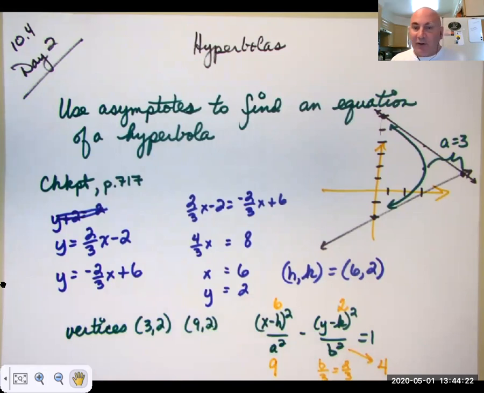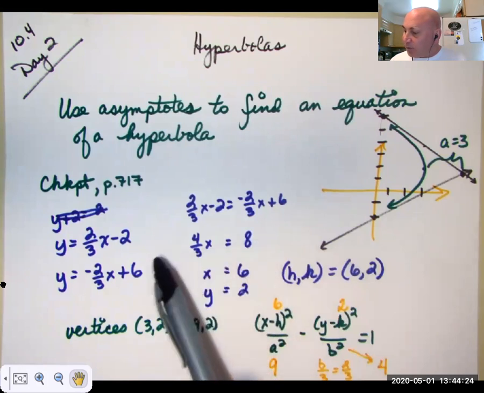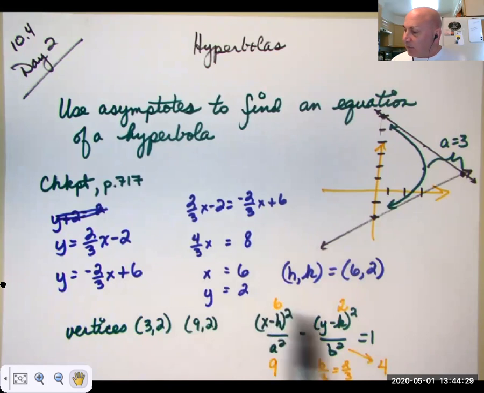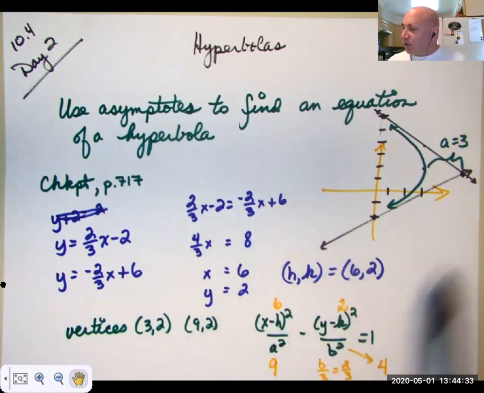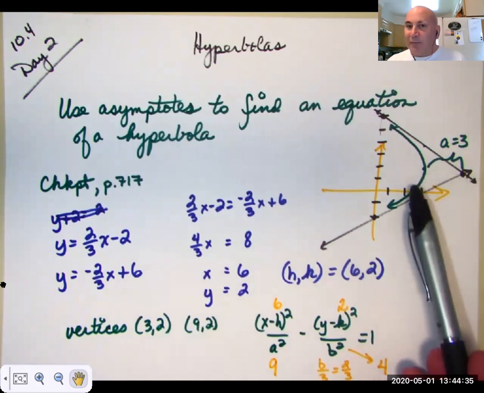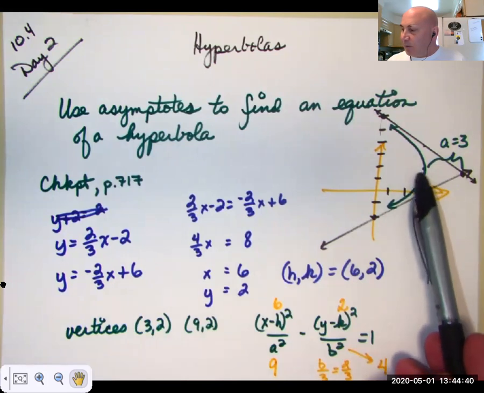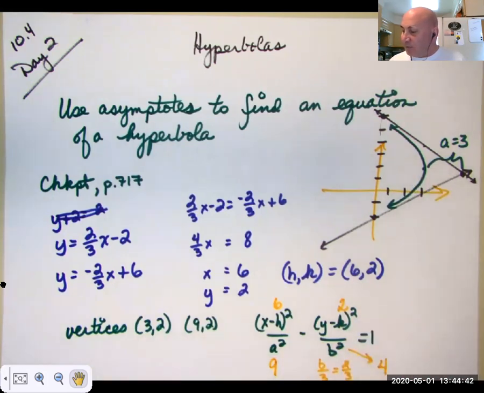So the key points here were to first find the center, find where the two asymptotes intersected, and then using our vertices, determining does the hyperbola open left, right, or up, down. In this case, we were able to see that it opened left, right. So we know what the equation is. And then using the a value that we can get from the center to a vertex, we were able to solve for b.